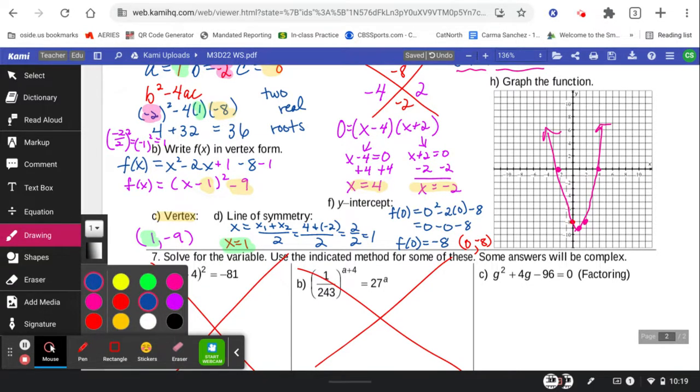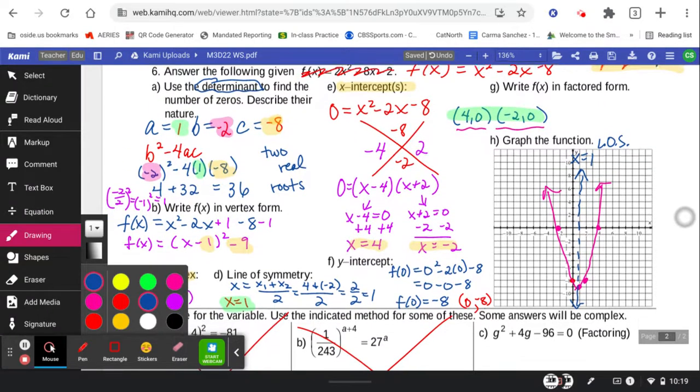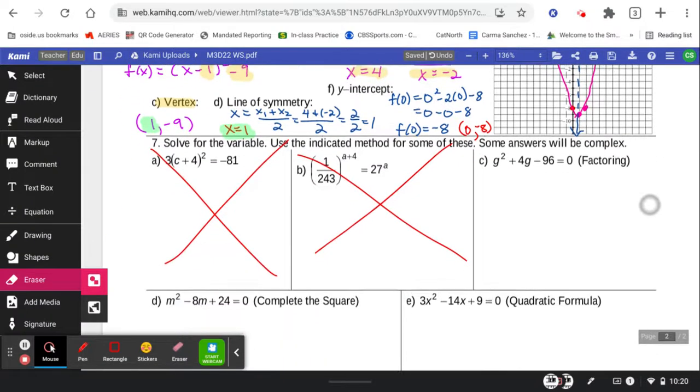We always want you to draw in that line of symmetry straight through x equals 1 and label it as your line of symmetry. My graph is already labeled and scaled, so we're good. How'd you do on that section? Okay, let's go down and solve with the 3 methods and be done with this.